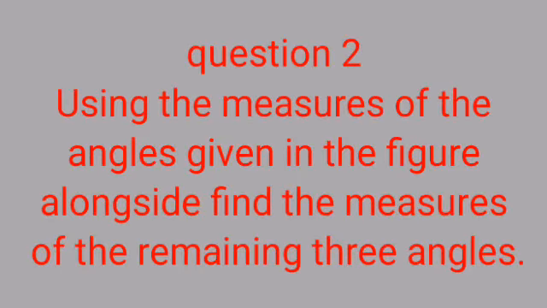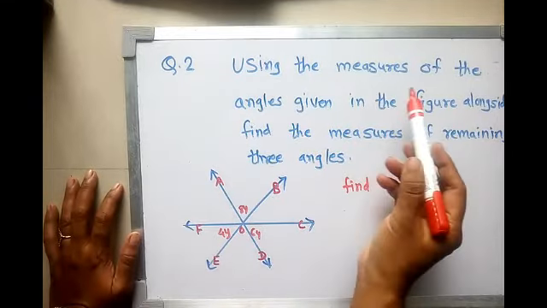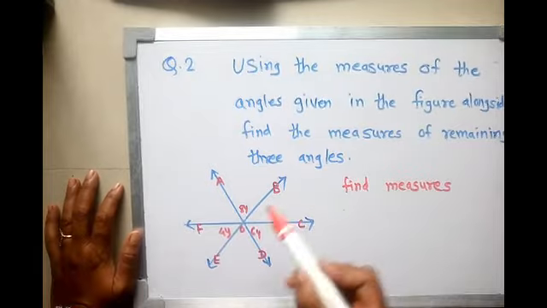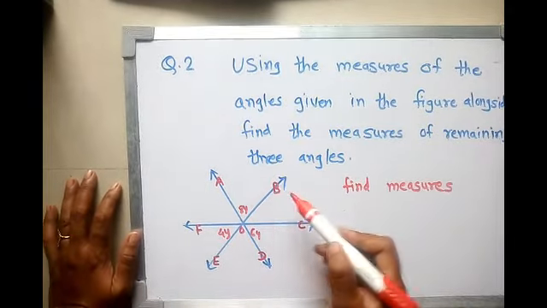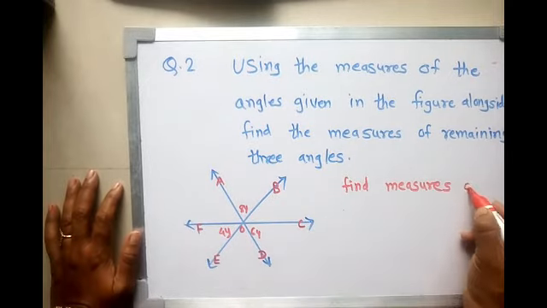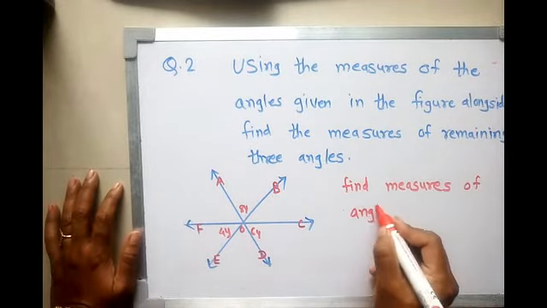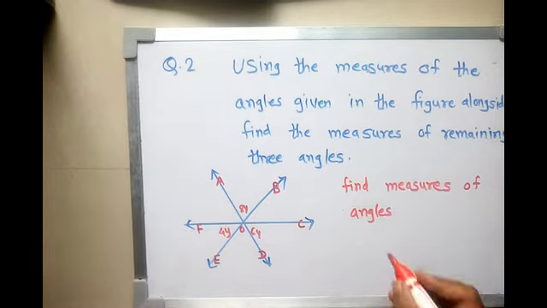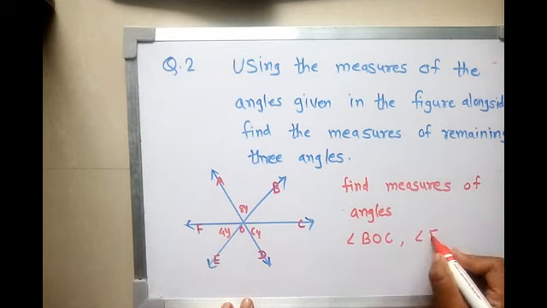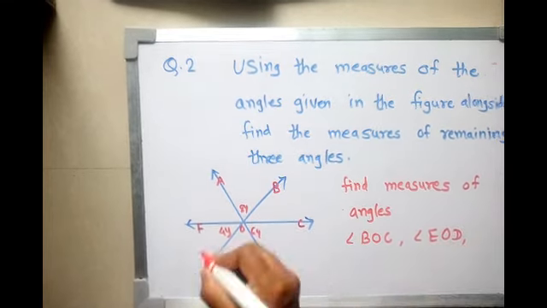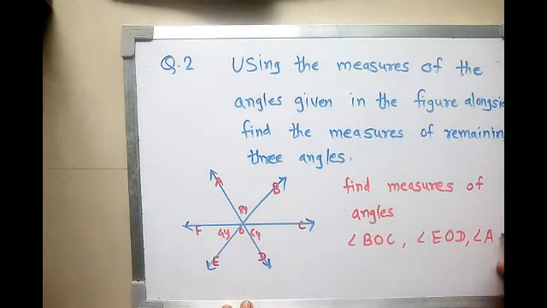Question 2. Using the measures of the angles given in the figure alongside, find the measures of the remaining three angles. Here I have drawn the figure and the measurements are written in the figure. Find the measures of angle BOC, angle EOD and angle AOF.